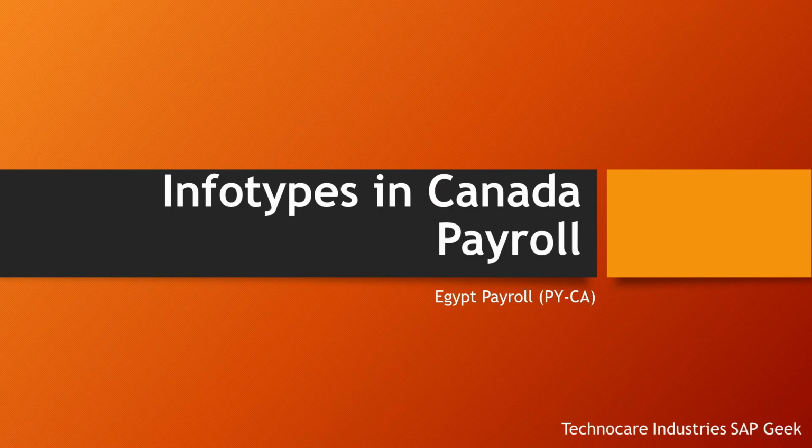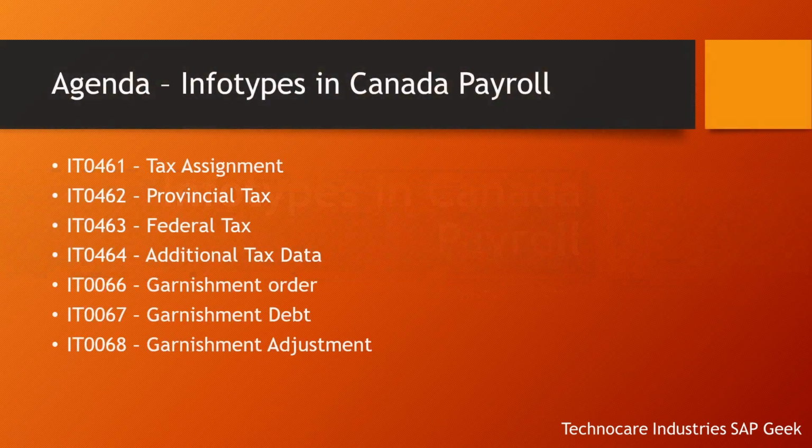This is Anurag and today we'll be seeing country-specific info types for Canada Payroll. The purpose of this video is to explain the info types available in standard SAP for handling the statutory part for Canada. So we'll be discussing info types 461, that is tax assignment, 462 provincial tax, 463 federal tax, 464 additional tax data, 66, 67, and 68, which are related to garnishment order, debt, and adjustment.